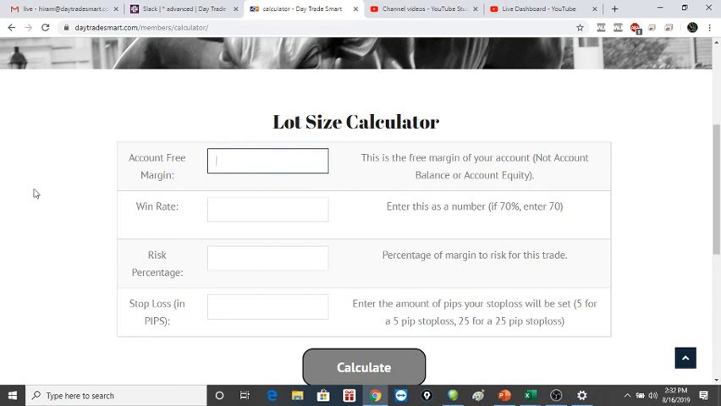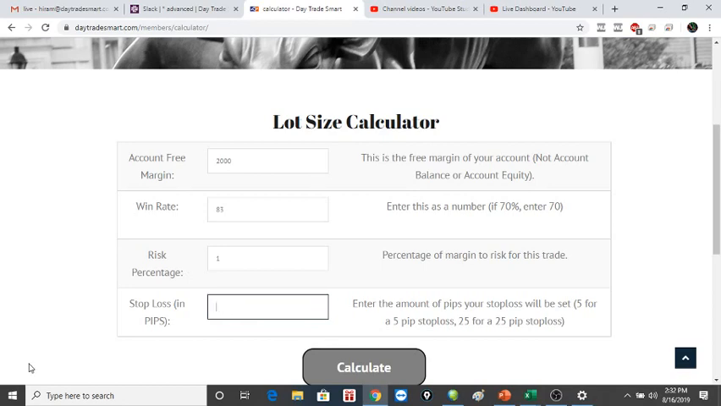Okay. So let's say our account free margin is $2,000. Our win rate, somebody give me your win rate. 83. 83% win rate. Our risk percentage, it's going to tell us is 1% risk. And that number is just, it's not going to give you the range, it's just going to say 1%. So this is going to take the most conservative. Okay, what's our stop loss with that 83% win rate? Doesn't matter what the number is.